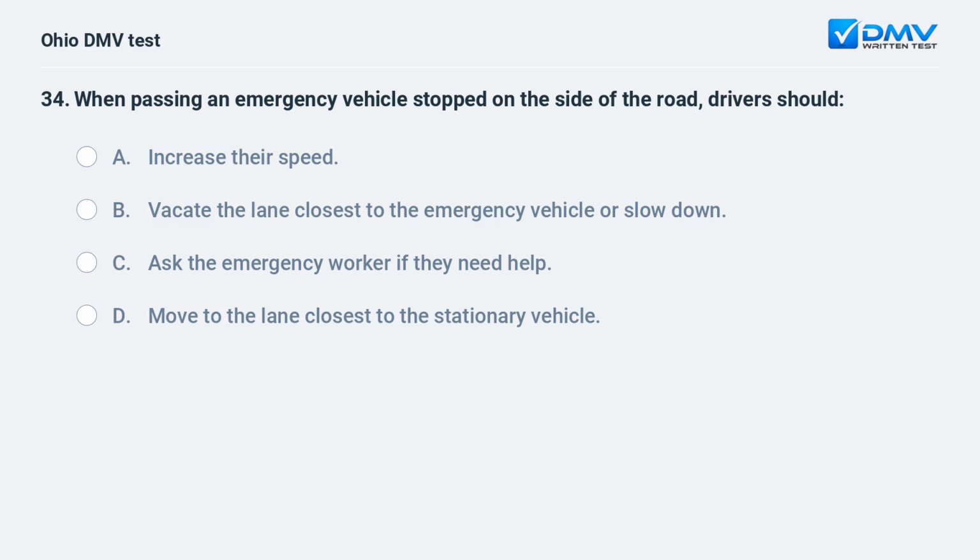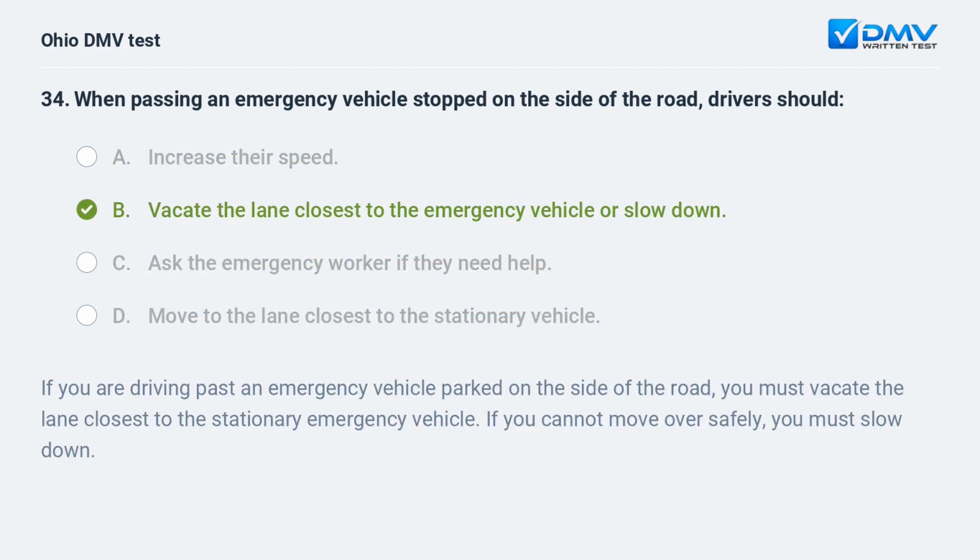When passing an emergency vehicle stopped on the side of the road, drivers should A. Increase their speed. B. Vacate the lane closest to the emergency vehicle or slow down. C. Ask the emergency worker if they need help. D. Move to the lane closest to the stationary vehicle. B. Vacate the lane closest to the emergency vehicle or slow down.